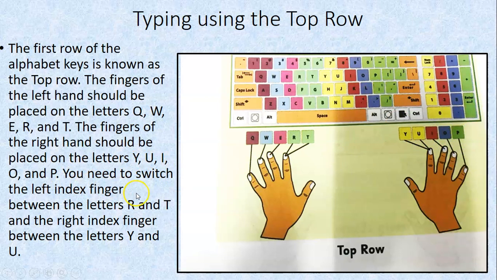You need to switch the left index finger between the letters R and T, okay, R and T. And the right index finger between Y and U, okay. The left index finger between Y and U here. So that completes your top row. Fine, children.